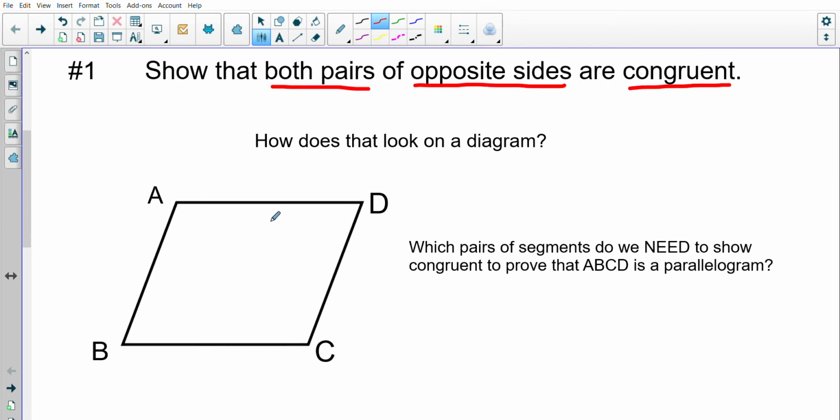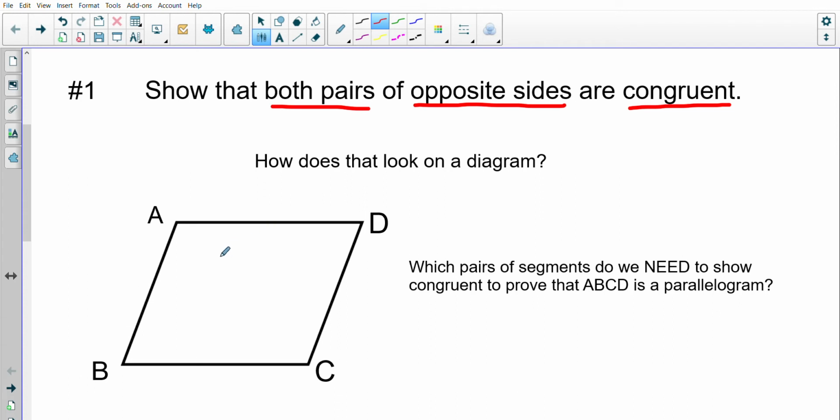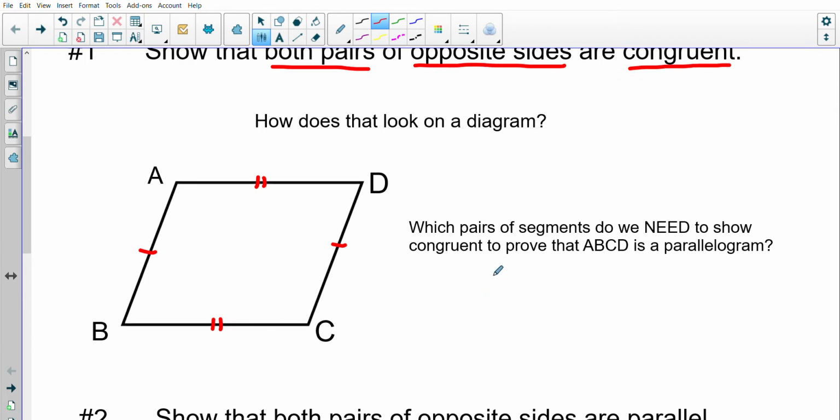To show that both pairs of opposite sides are congruent, it might look something like this. If we have 2 tick marks on the opposite sides, AD and BC, and maybe I put 1 tick mark on segment AB and another one on DC, those markings show that both pairs of opposite sides are congruent. So which pairs of segments do we need to show congruent to prove that ABCD is a parallelogram? Let's write down what we just marked.